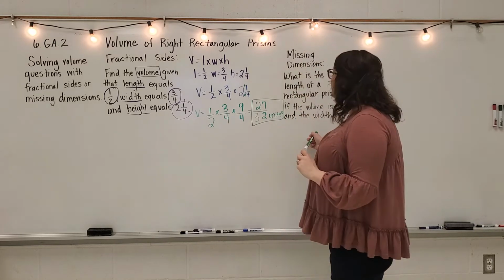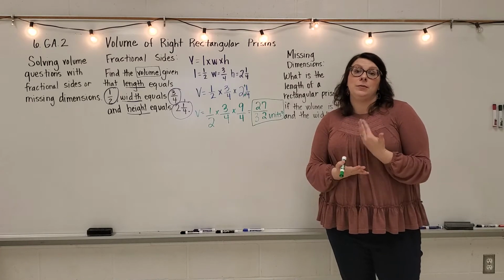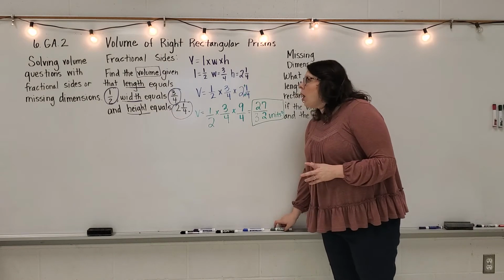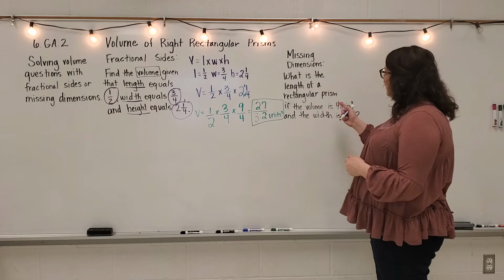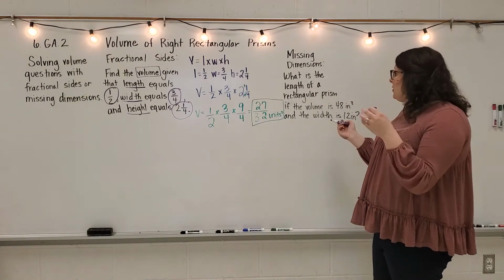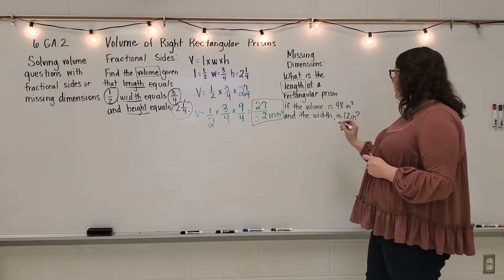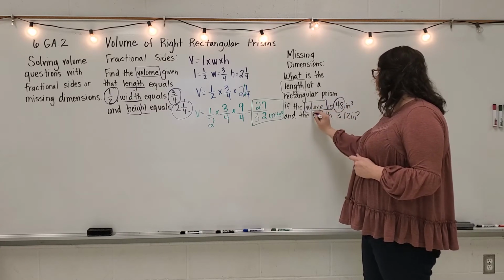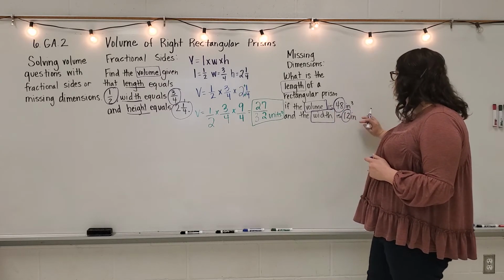Now, let's turn to another special question that you may have in volume, and that is if there's a missing dimension, okay? So in a missing dimension, you are really solving an equation, okay? So right over here, it says, what is the length? So I'm going to start looking for those keywords. What is the length of a rectangular prism if the volume is 48 inches cubed and the width is 12 inches, okay?